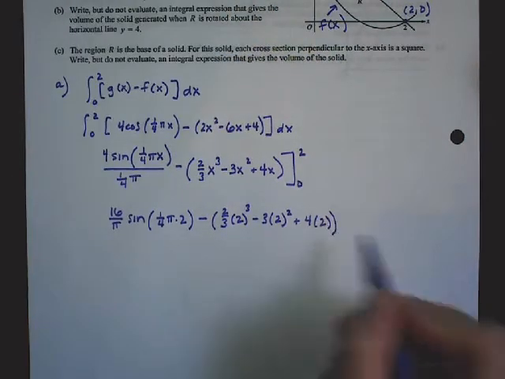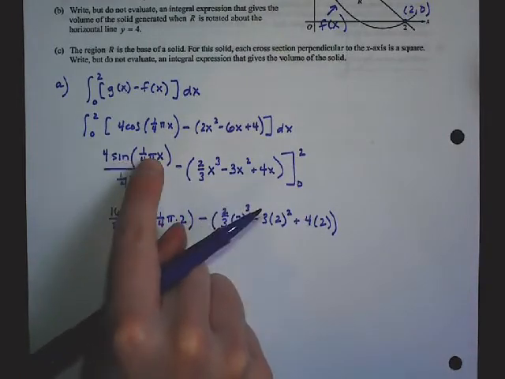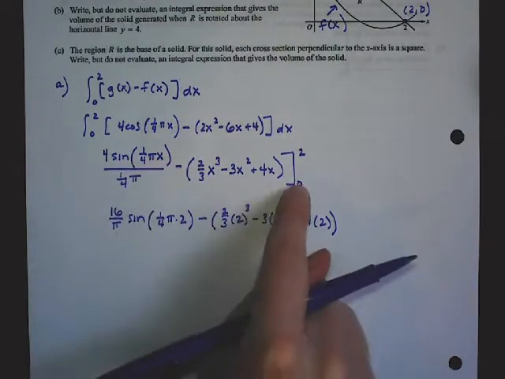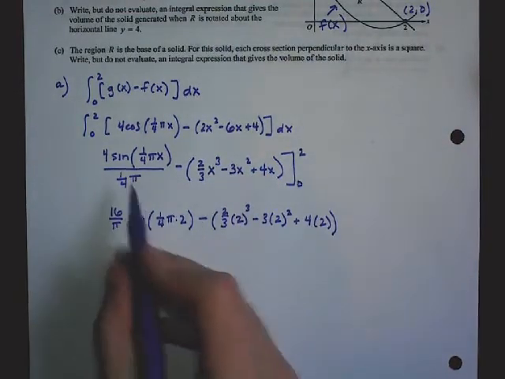Now I would plug in 0. If I plug in 0 into this, I'm going to get sine of 0, and we know sine of 0 is 0. And if I plug 0 into these, I will also get 0. So I don't actually have to plug in 0. This is going to be my final answer.